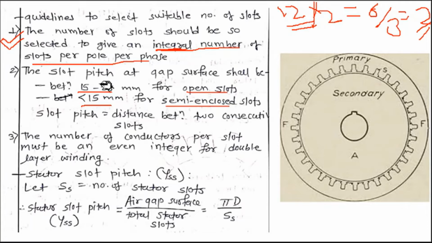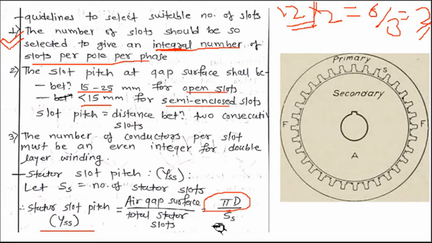Now what is meant by slot pitch? You must know the slot pitch. Slot pitch is nothing but the distance between two consecutive slots. So slot pitch is given by Yss, the air gap surface, pi D or 2 pi r, divided by total slots. That means the total perimeter of your stator bore divided by the number of slots.